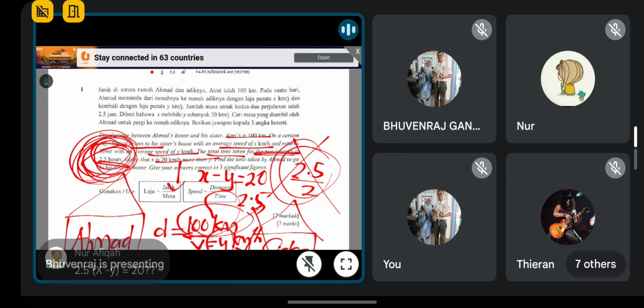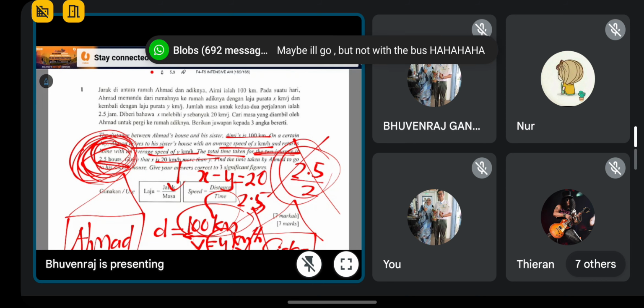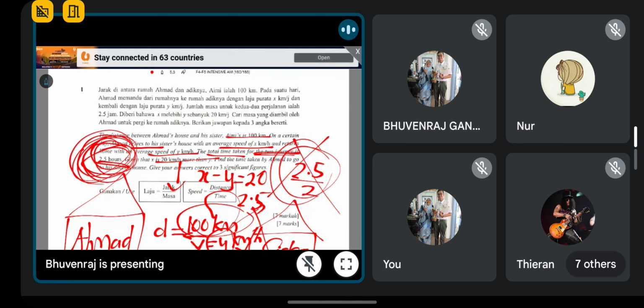2.5x minus y equals 20. 20 tu datang dari mana? Oh, this one, yang ni tak boleh guna. Yang ni dah guna untuk bentuk persamaan yang ni. Okay, jadi tak boleh guna yang tu. You have to think of another concept. This one is hard. Yang ni susah untuk fikir.